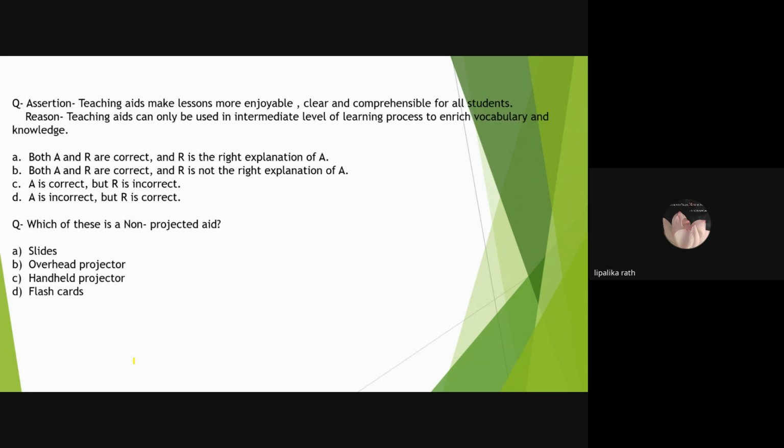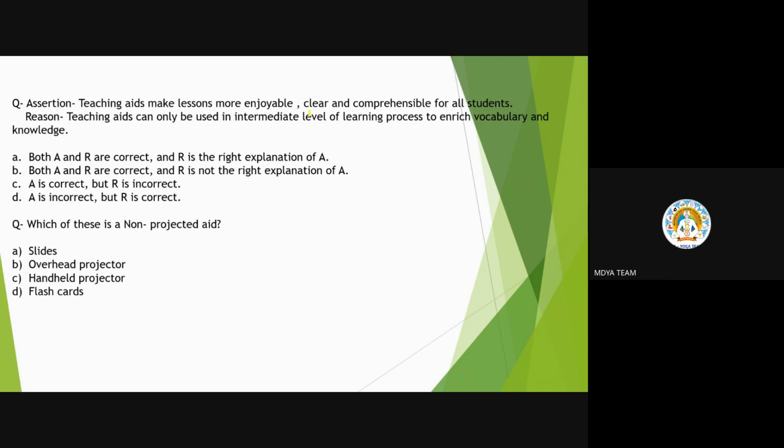Okay, next question. Assertion: Teaching aids make lessons more enjoyable, clear, and comprehensible for all students. Reason: Teaching aids can only be used in intermediate level of teaching process to enrich vocabulary and knowledge. C.